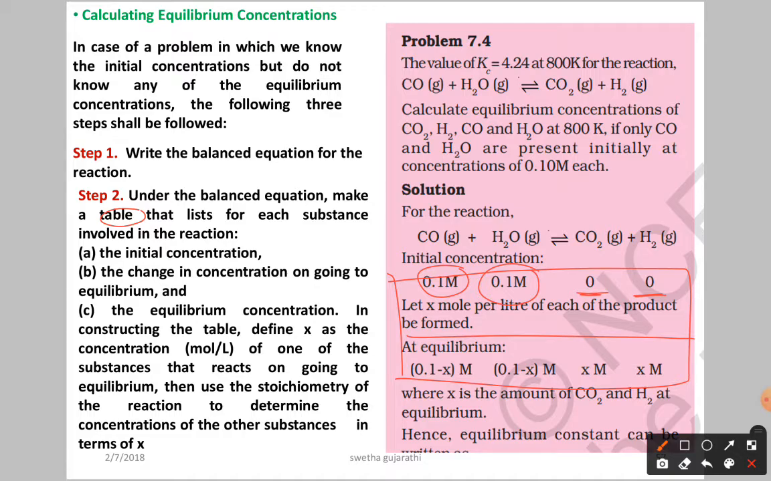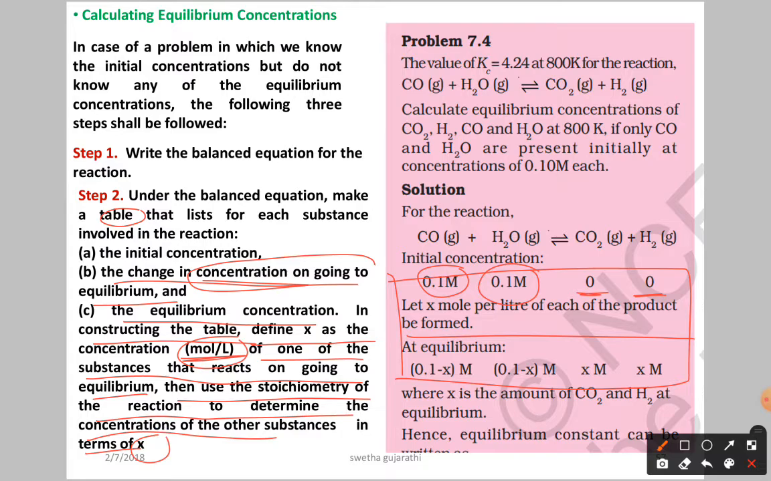The second row is the change in concentration on going to equilibrium. The concentration changes, which we write in moles per liter. In constructing the table, we define x as moles per liter of one of the substances that reacts on going to equilibrium. Then use the stoichiometry of the reaction to determine the concentration of the other substances in terms of x. You don't need to think about this much. We don't know the value of the product, so we assume it as x.